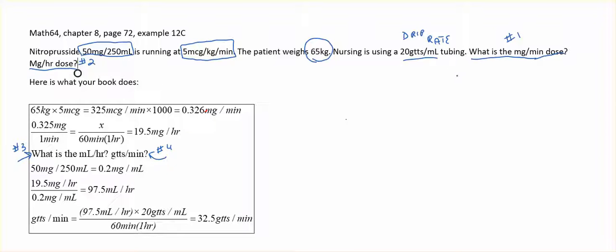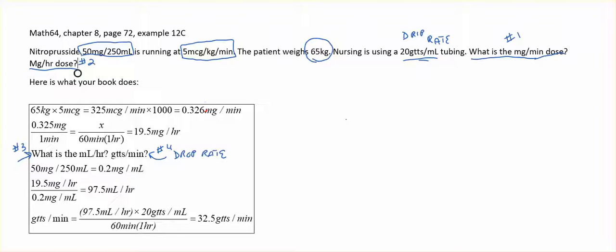Notice over here it's 20 drops per milliliter, but over here they're interested in how many drops per minute. And the drops per minute, this is the drop rate.